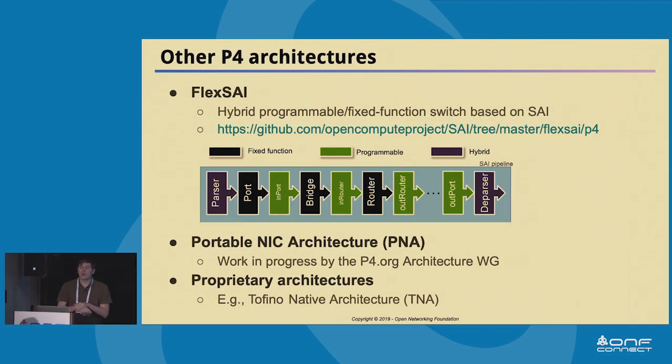Other examples of P4 architectures are FlexASIC. This is part of the SAI project. The idea here is to define a P4-based architecture that models a fixed ASIC-like switch where there are some fixed function blocks abstracting standard networking functionalities like bridging, routing, VLAN handling, things like this. And the idea is to have programmable blocks in between the fixed function ones. And in the green blocks, this is where we can actually use P4 to program some more advanced functionalities.